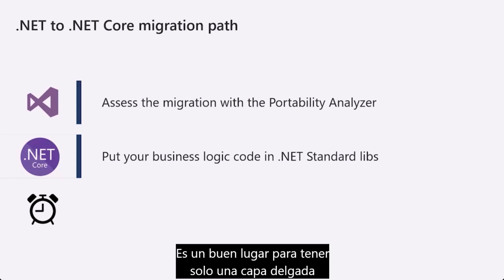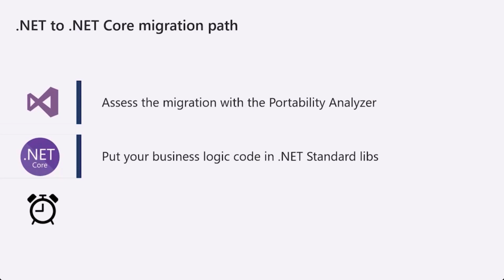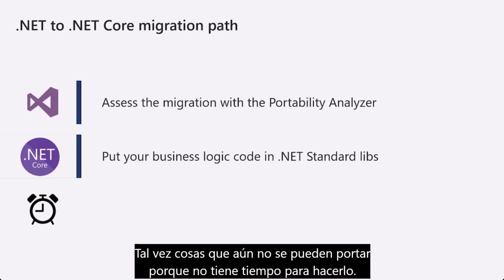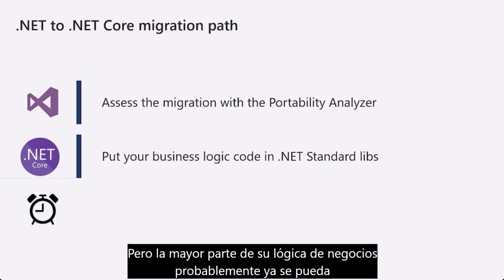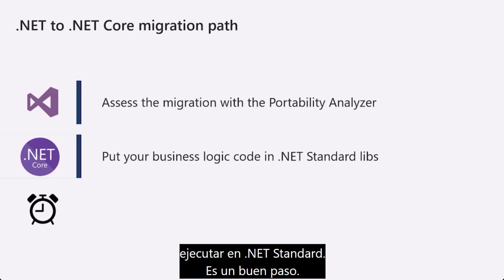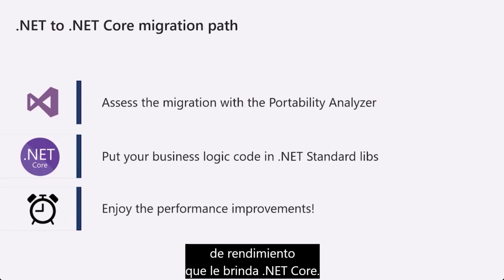So it's a good place to have just a thin shell of ASP.NET Classic, the UI shell, maybe a few things that you really cannot port yet because you don't have the time to do it. But really, most of your business logic can probably run in .NET Standard already, so it's a good step. And finally, sit down, relax, and enjoy the performance improvements that .NET Core is bringing you.